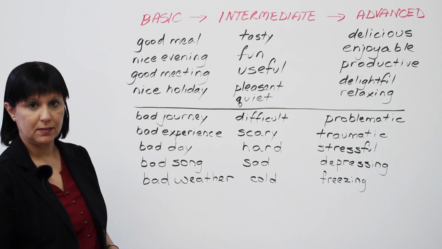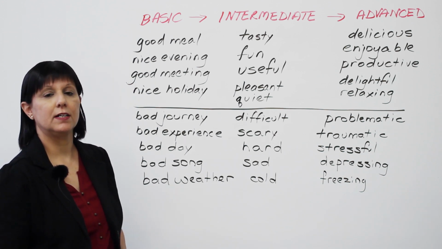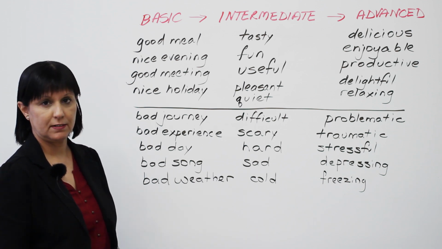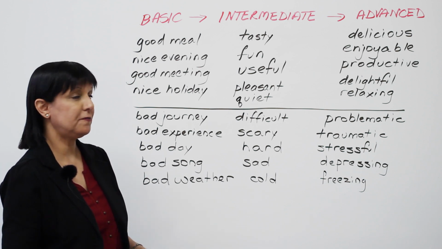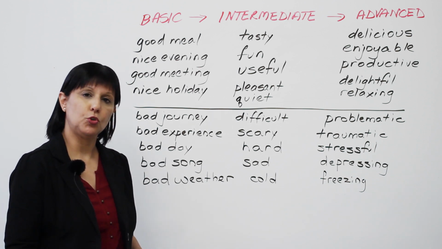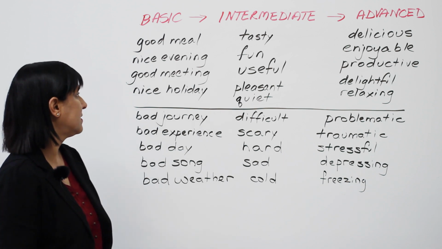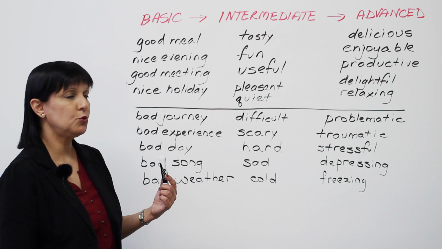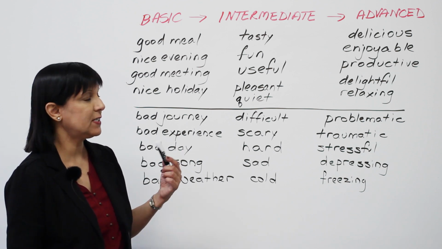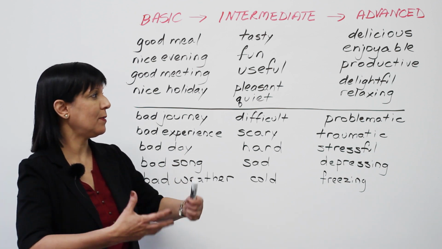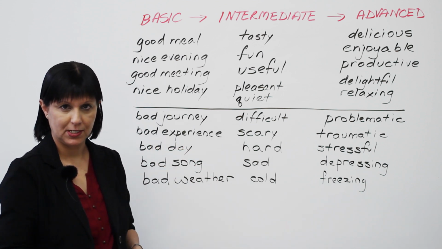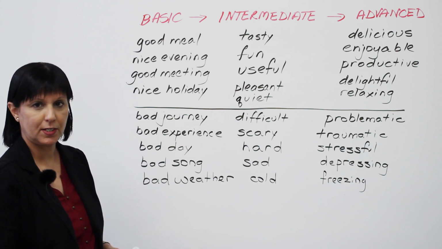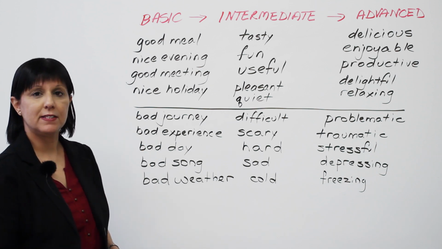A good meal, a tasty meal, a delicious meal. We had a nice evening. Okay. We had a fun evening. We had an enjoyable evening. It was a really good meeting. It was a useful meeting. It was a productive meeting. You see how I'm adding so much more information with the more powerful vocabulary, right? More detailed vocabulary.